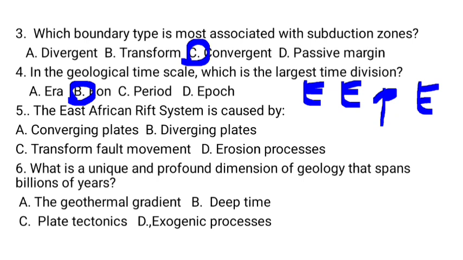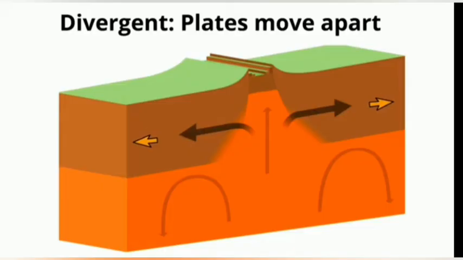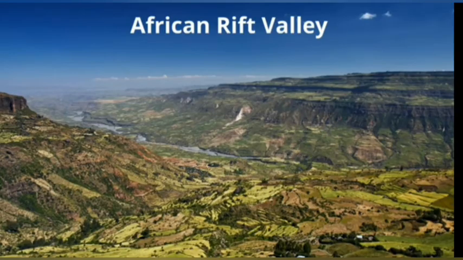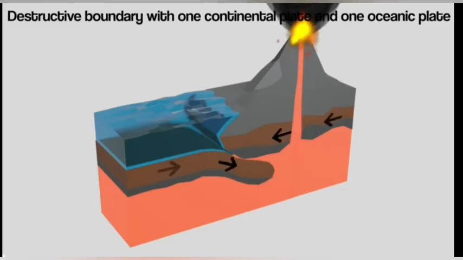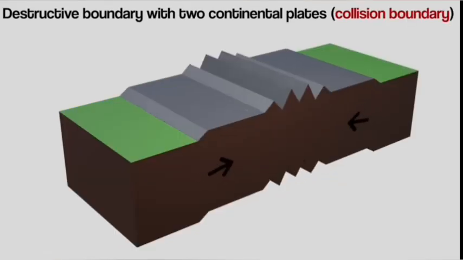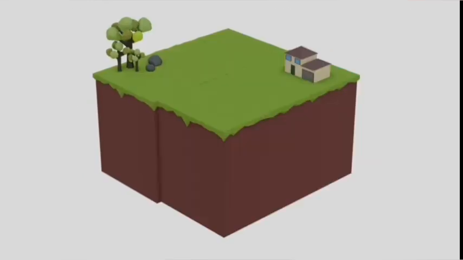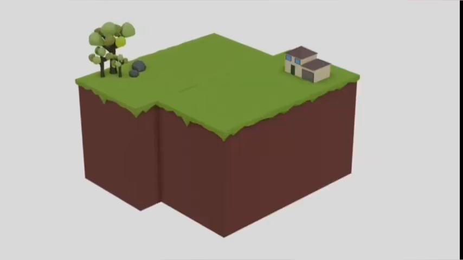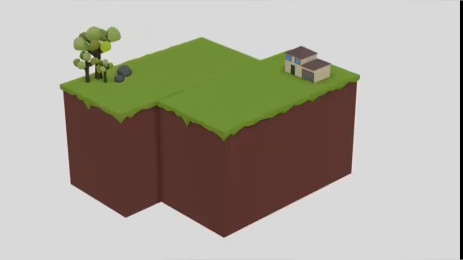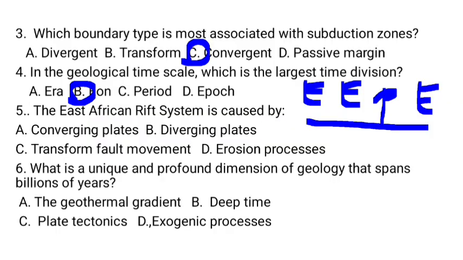Don't forget, AEPE. The East African Rift Valley system is caused by diverging plates. Here, as you observe from the video, plates are pulling apart, creating rifts and volcanic activities. This is known as diverging plates. Convergent causes mountain building, so A is not the answer. Transform faults slide laterally, side by side, whereas erosion does not create the rift valley.